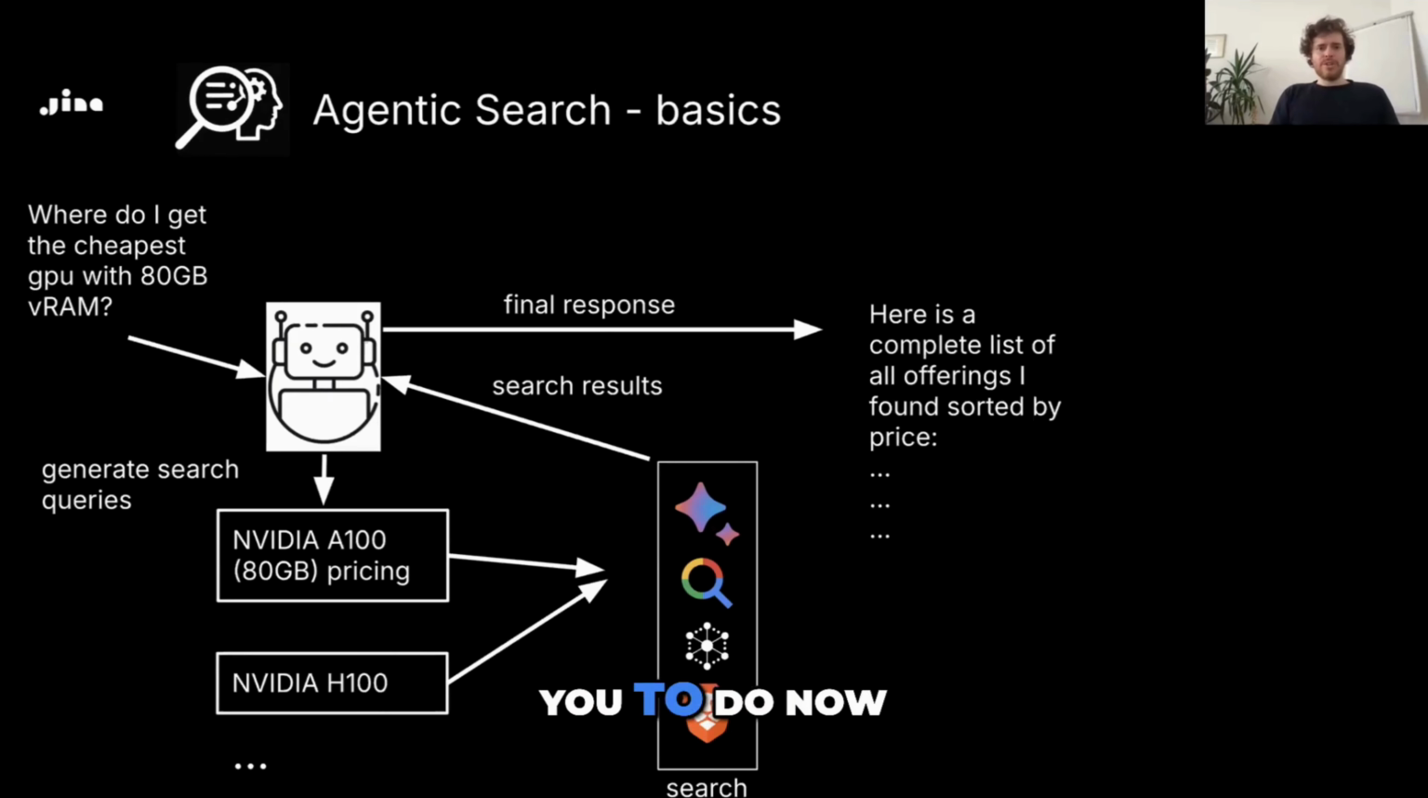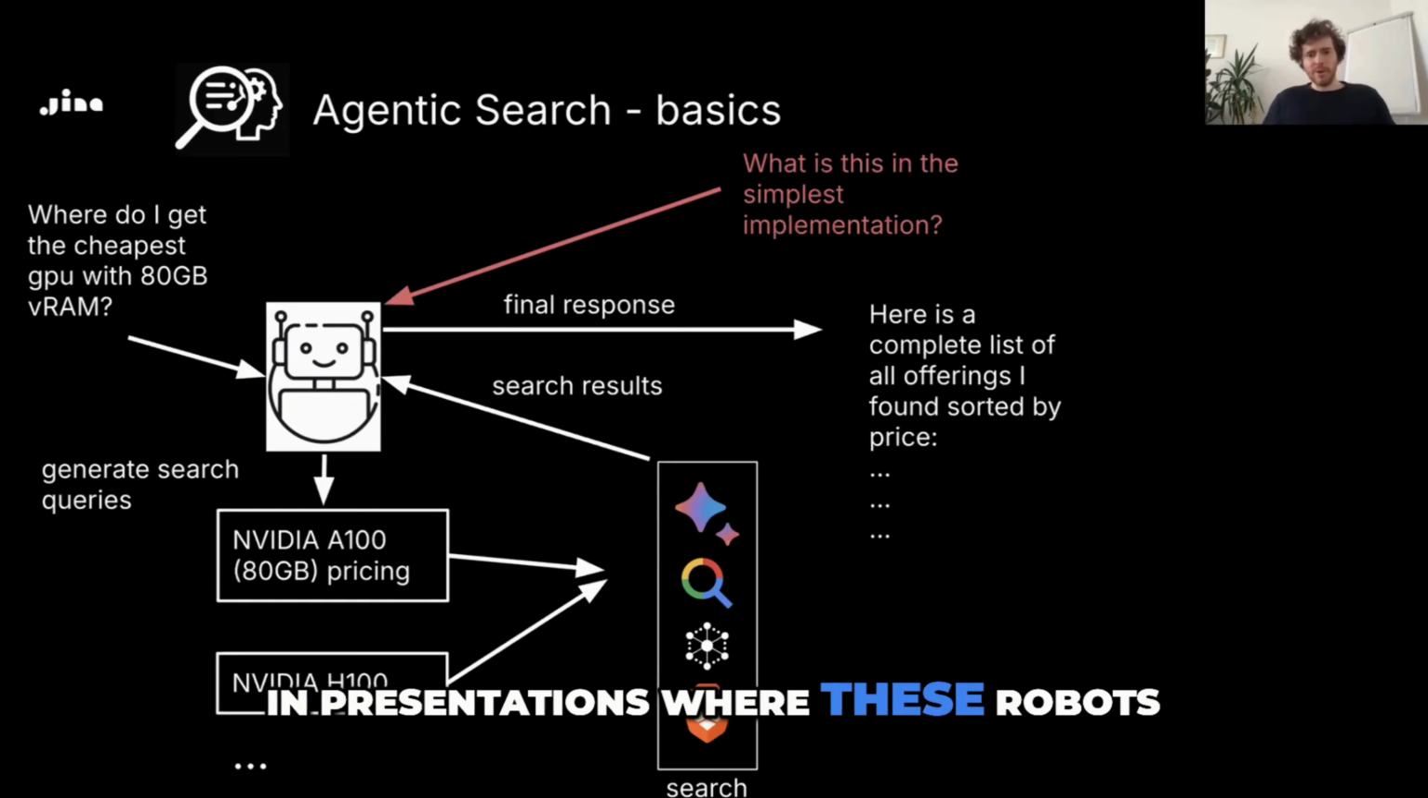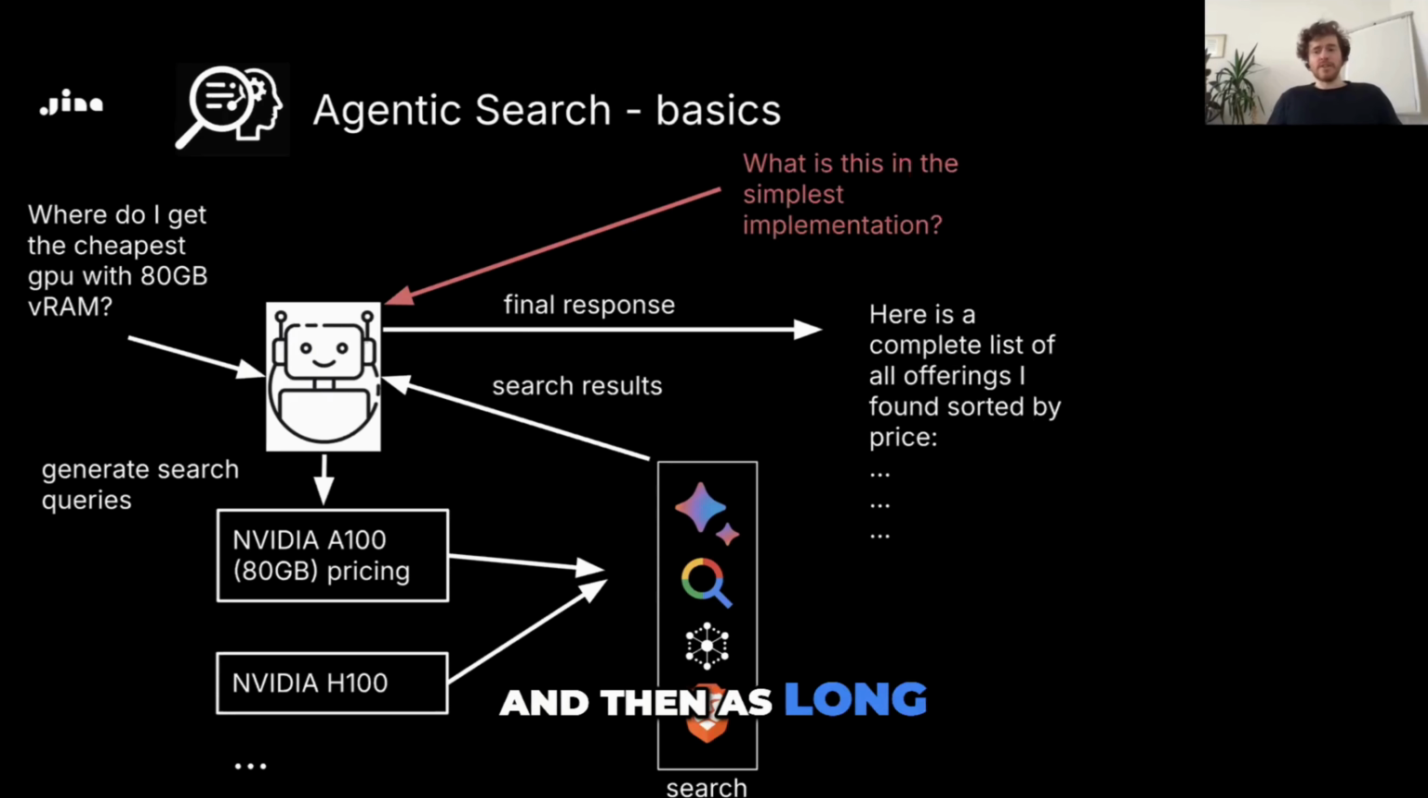So what I would like you to do now is to think about what is this magical component in the middle, this friendly looking robot. Because we have a lot of slides in presentations where these robots show up. And as long as you look at this slide, everything makes sense. But then when you get asked, what is this actually? How would you even implement it? Then it sometimes feels a bit difficult to answer.